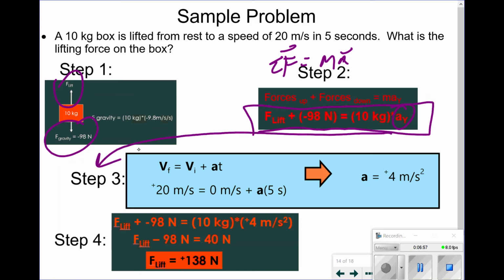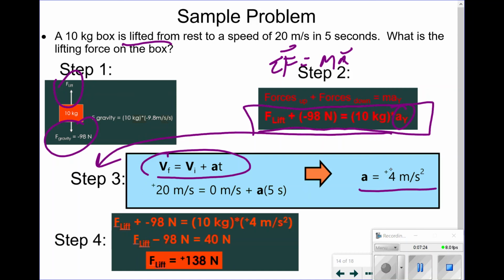I was given the initial and final velocities of the block, as well as the time it took for the velocity to change. This yields the velocity formula. So I'm going to use the velocity formula to solve for the acceleration. And I find that it's positive 4 meters per second squared because I know the final velocity was positive since it was lifted, meaning it's moving upward.